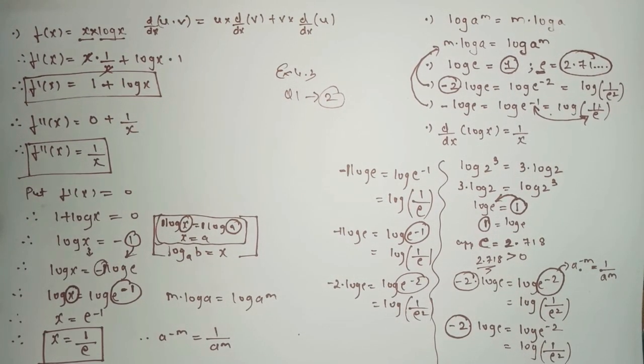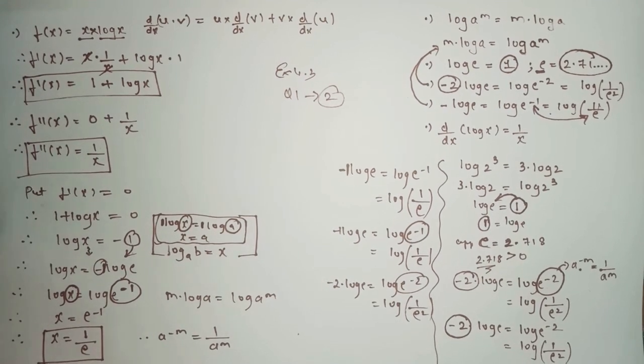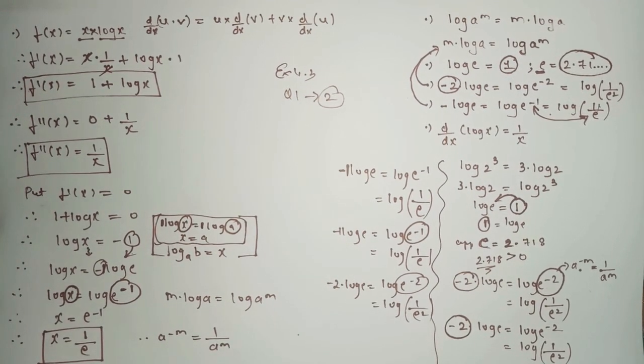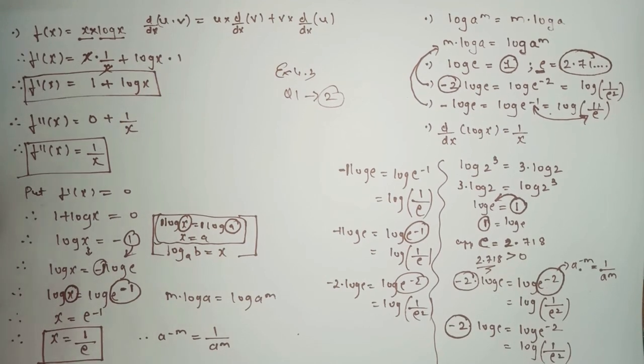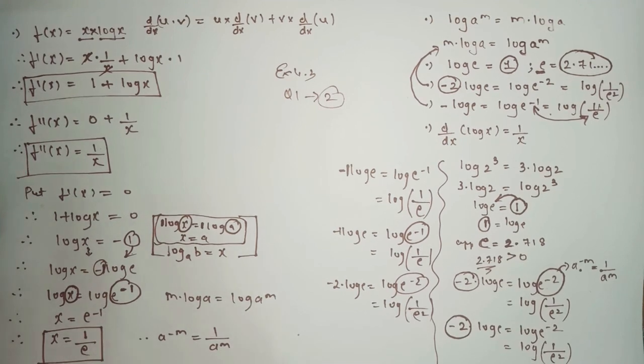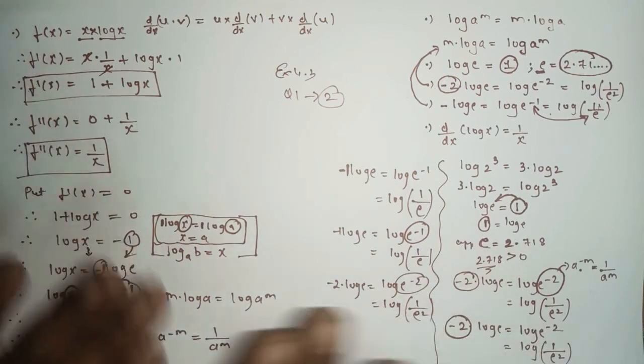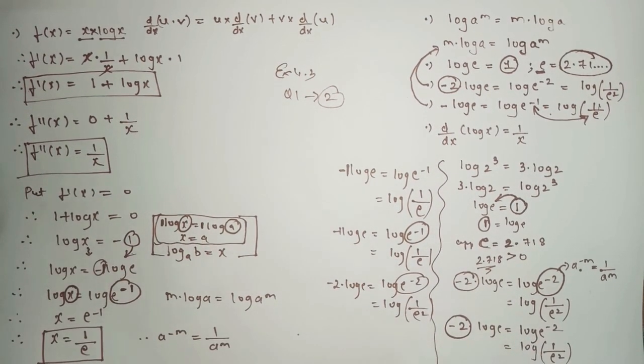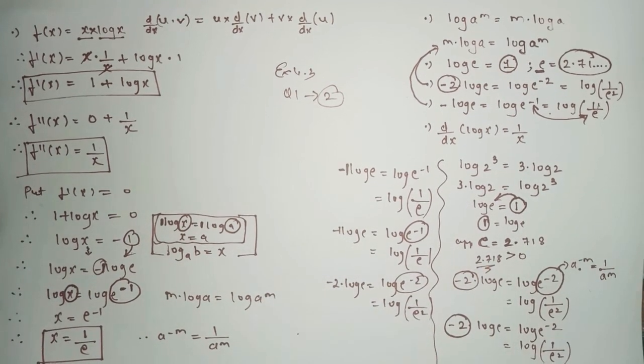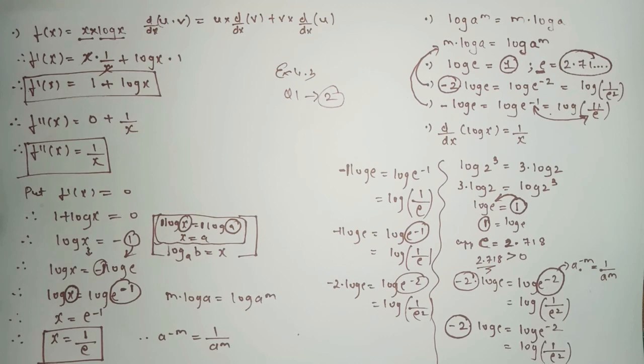I hope you all understood all the sums of your exercise number 4.3. Now we are done with question number 1 of exercise number 4.3, and in exercise 4.3 there are 4 questions. Your question number 1 is to determine the maximum and minimum value of the following function. Now we are done with question number 1, and in the next lecture we'll see question numbers 2, 3 and 4. So in the next lecture we'll finish this exercise.